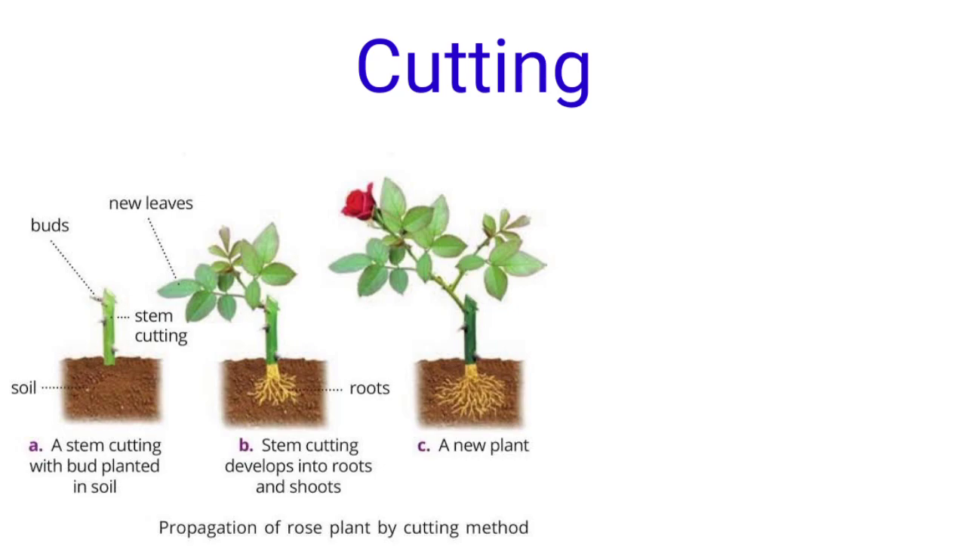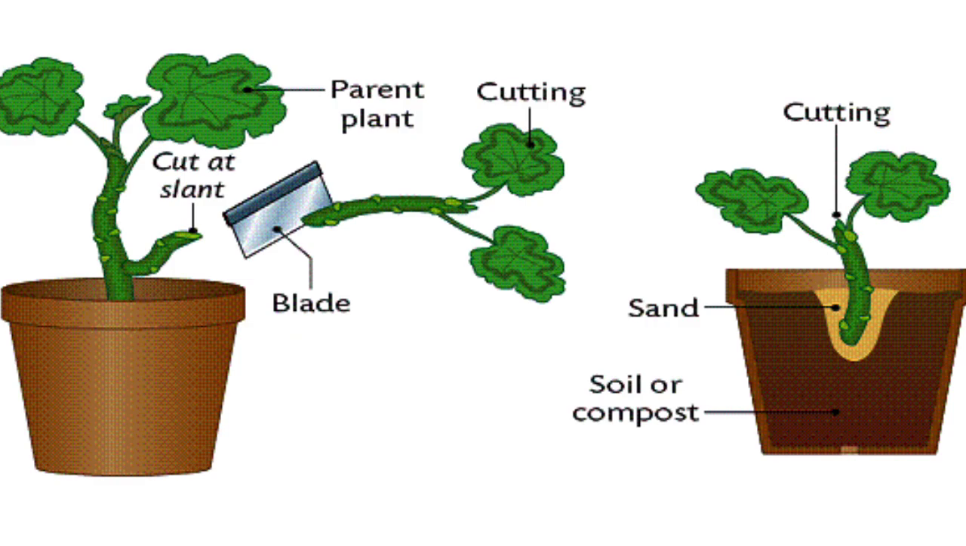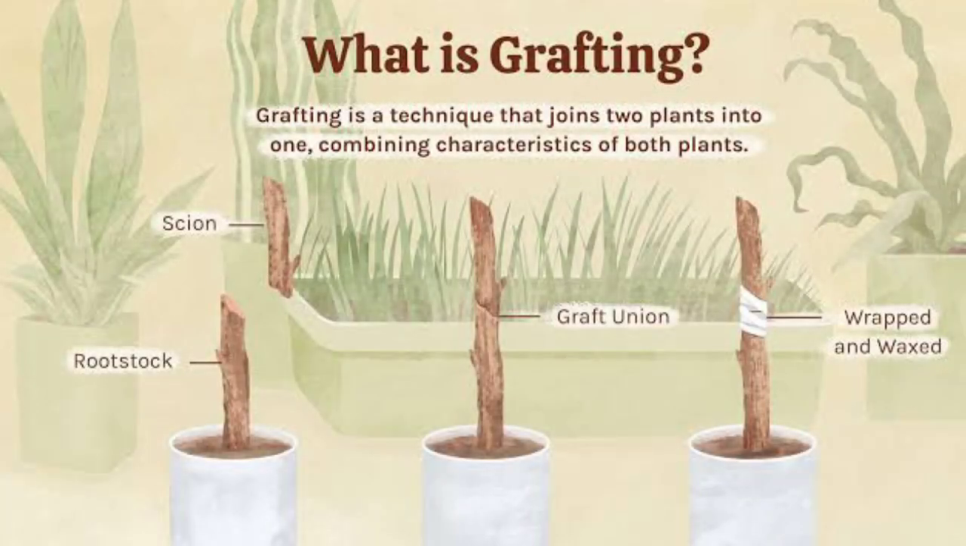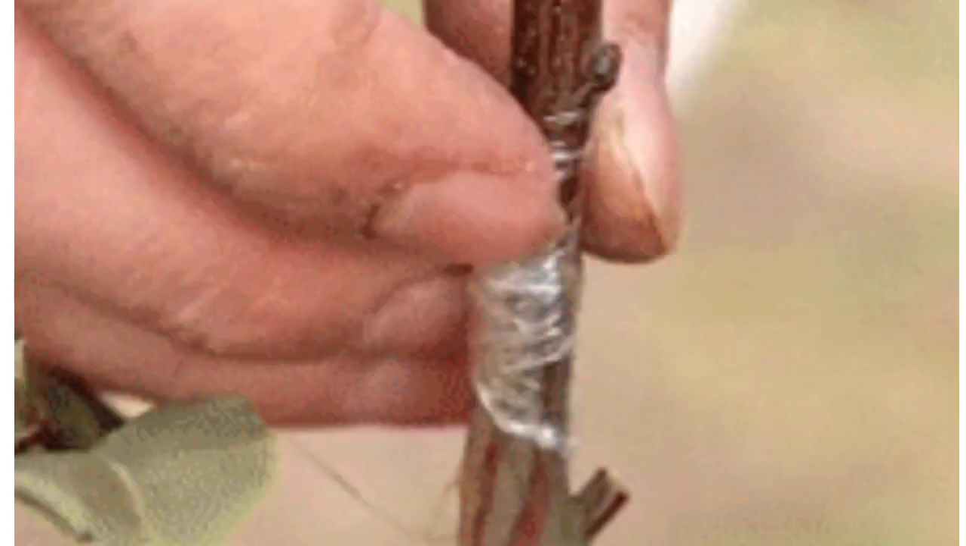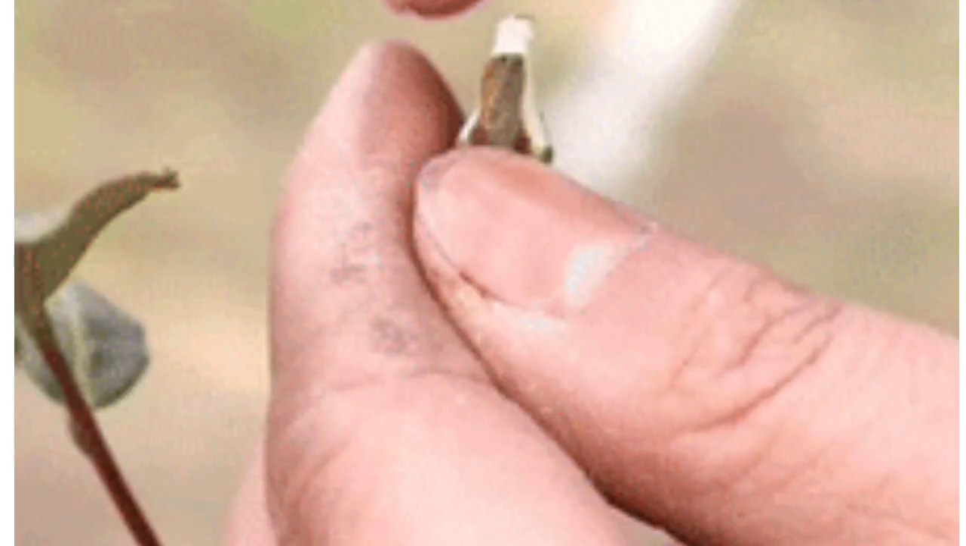Cutting. In this method, a healthy stem of a plant having leaf buds is cut off and planted in moist soil. After some time, on getting favorable conditions, the branch develops into a new plant. Grafting is a very common method to grow plants of rose, mango, apple and many more. In grafting, two different plants are joined together so as to produce a new plant containing the characters of both the plants. It is carried out by the following steps.